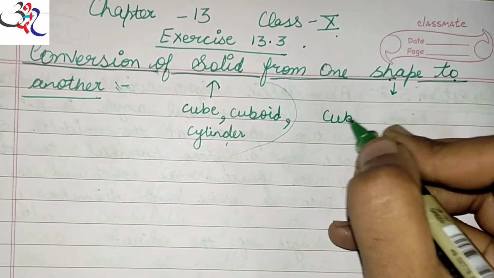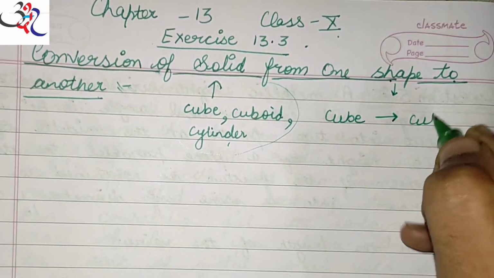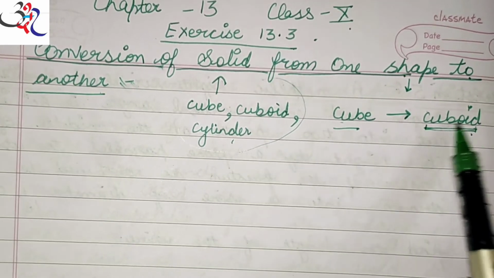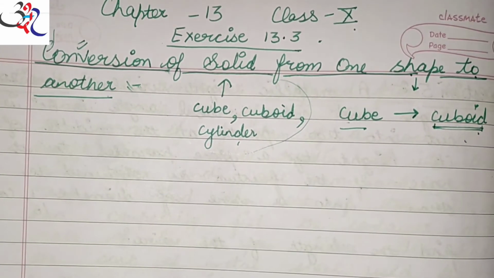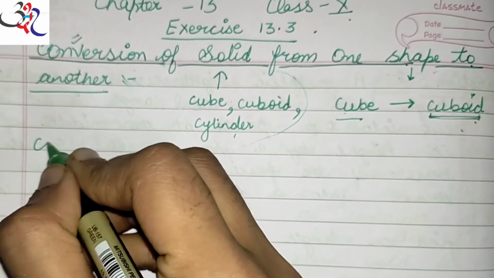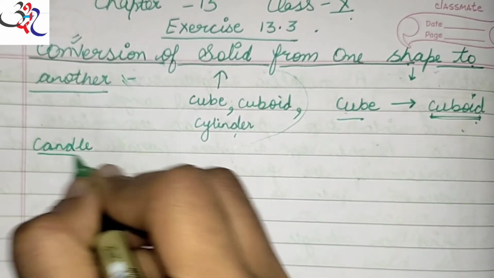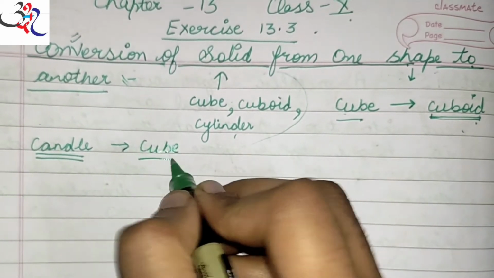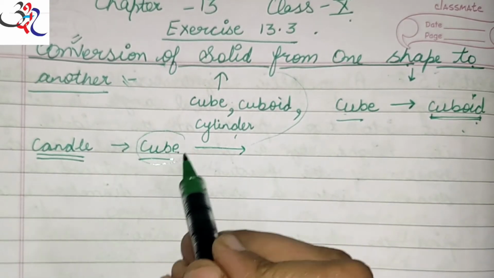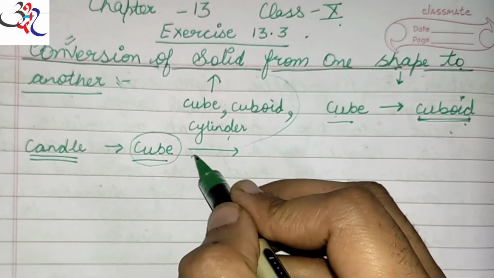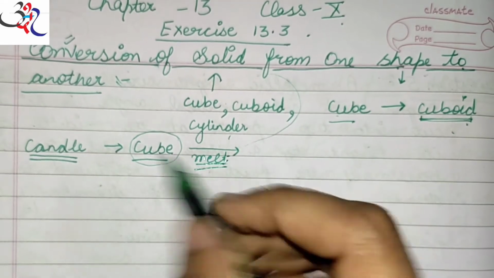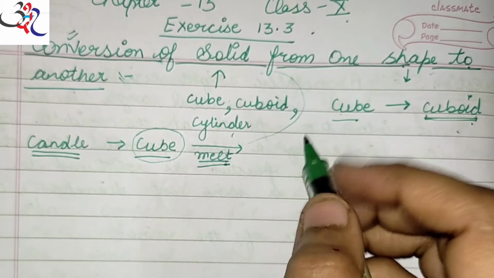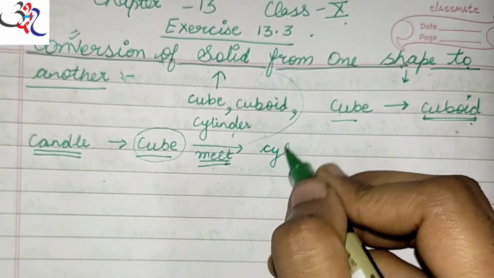Suppose there was a cube and this cube has been converted to a cuboid. So what will happen if the solid is changed from one shape to another? For example, in your NCERT book, this example is given: suppose there is a candle in the shape of a cube-like container. Now this candle is being melted and transferred into another shape of solid, which is a cylinder.